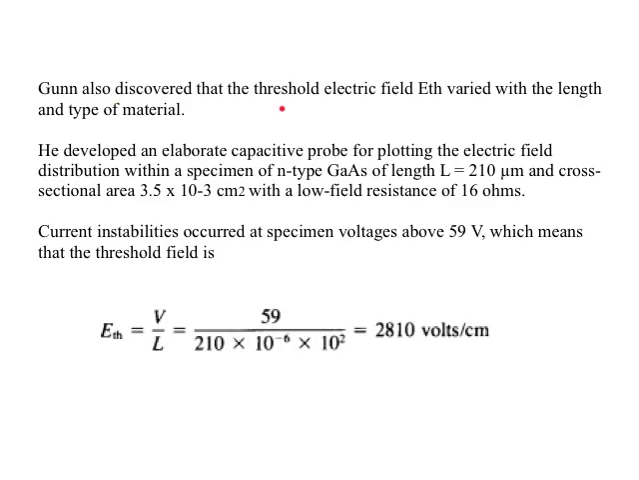Gunn also discovered that the threshold electric field ETH varied with the length and type of the material. He developed an elaborate capacitive probe for plotting the electric field distribution within a specimen of n-type gallium arsenide of length L equal to 210 micrometer and cross-sectional area 3.5 × 10 power minus 3 centimeter square, with a low field resistance of 16 ohms.